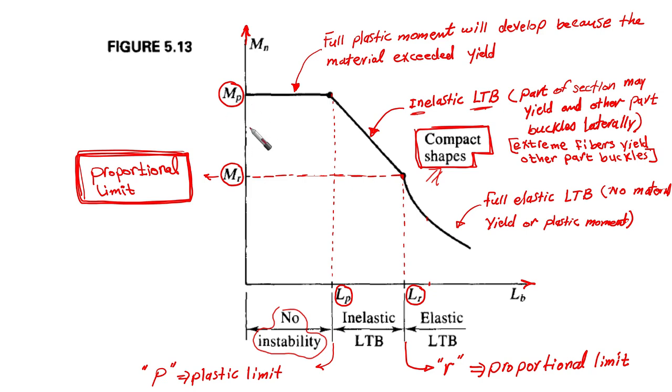Okay, I mean that it is somewhere here, but we are not concerned with it. We're concerned with something else. MR, which is going to distinguish between elastic and inelastic lateral torsional buckling, and MP, which is going to give us the highest level of nominal moment strength of the cross section.